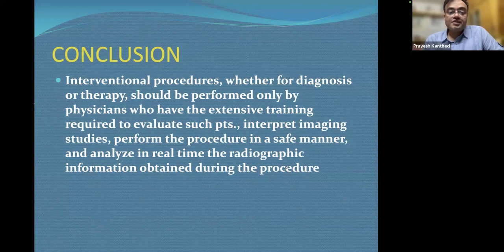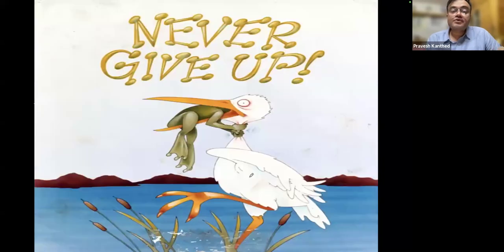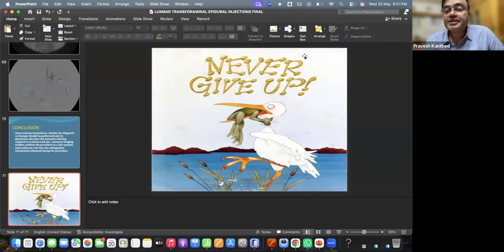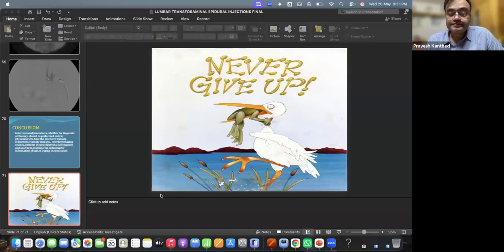So to conclude, the interventional procedures, whether for diagnosis or therapy, should be performed only by physicians who have the extensive training required to evaluate such patients, interpret imaging studies in real time, perform the procedure in a safe manner, and analyze in real time the radiographic information obtained during the procedure. So thank you very much, everyone, for the patient hearing. Now, I'll be happy to answer any questions.